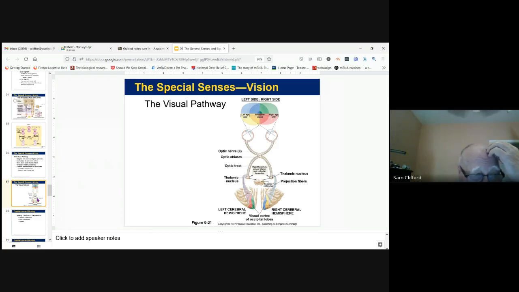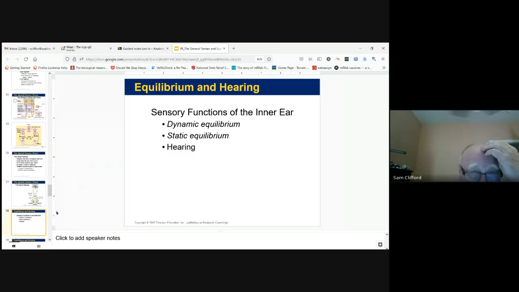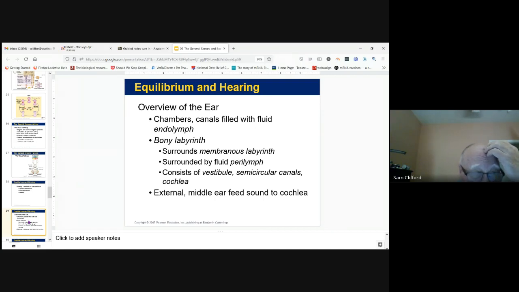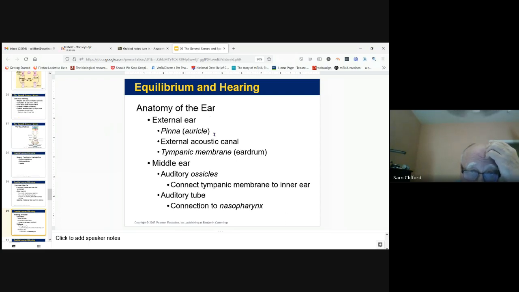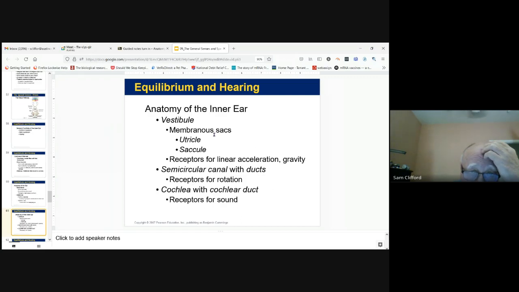We already did the visual pathway. Okay, now we're going to look at the ear. The ear has chambers filled with endolymph and chambers filled with perilymph. These fluids are very important for supplying the ions and the opening and closing of channels when sound generates action potentials in your inner ear. So let's look at a picture of the ear.